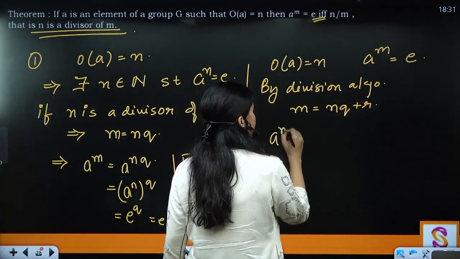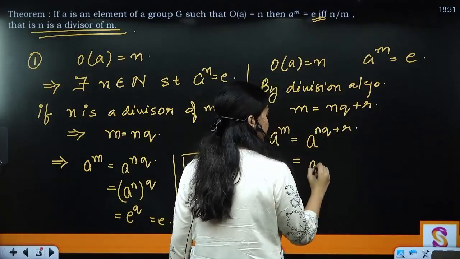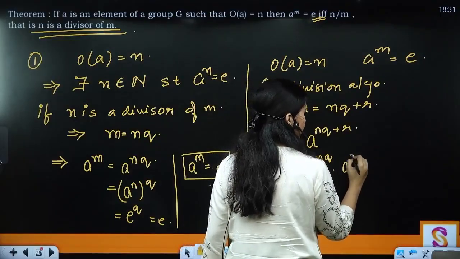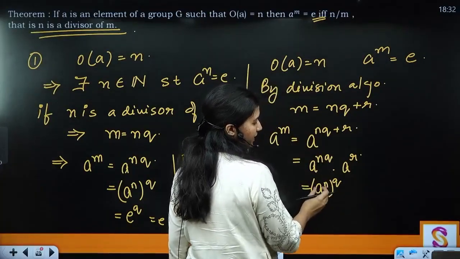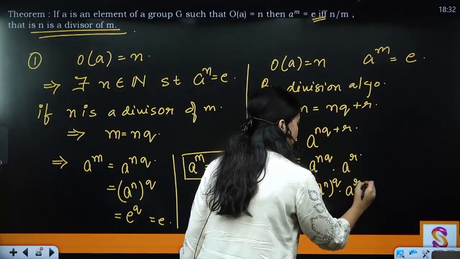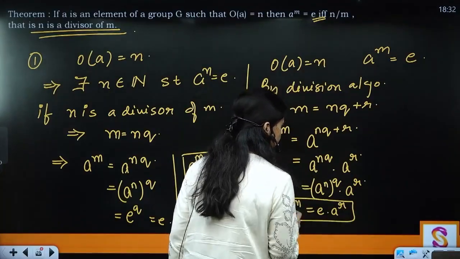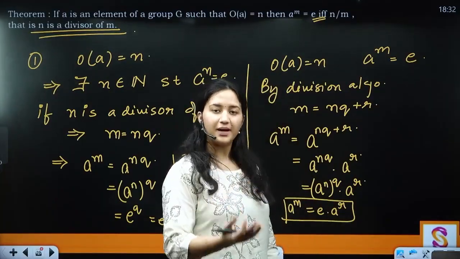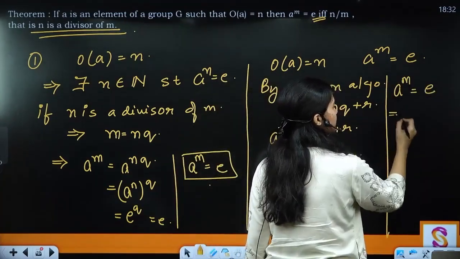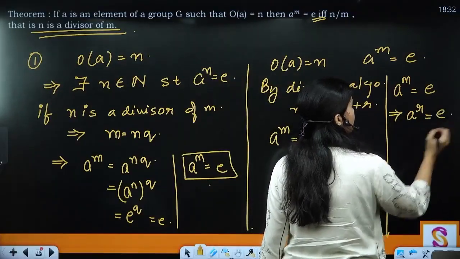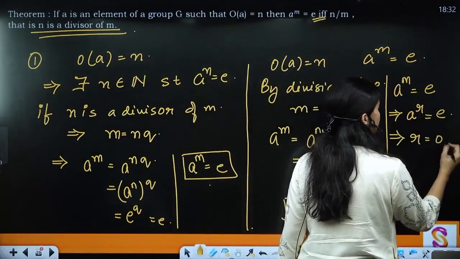Now a raised to the power m equals a raised to the power nq plus r. This gives us a raised to the power nq dot a raised to the power r. Now a raised to the power nq can be written as a raised to the power n whole to the power q, dot a raised to the power r, which is going to be e to the power q times a to the power r. But now from here we get that a raised to the power m is equal to a raised to the power r. But we know that a raised to the power m equals e, so this implies that a raised to the power r is also supposed to be equal to e only. Now this leaves us with no choice for r, that is going to be 0.